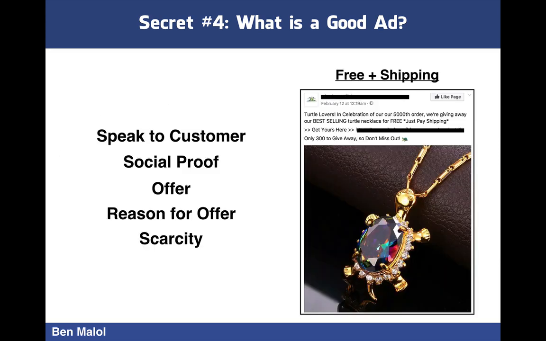So with free plus shipping, you can see here that I'm speaking to the customer: turtle lovers, in celebration of our 5,000th order, we're giving away our best-selling turtle necklace for free, just pay shipping. Social proof: I'm talking about a 5,000th order that we have, and in celebration, we're giving away our best-selling necklace. The offer is free plus shipping, and the reason for the offer is the celebration for the 5,000th order. Scarcity is only 300 to give away. Okay, same exact build, different ad.